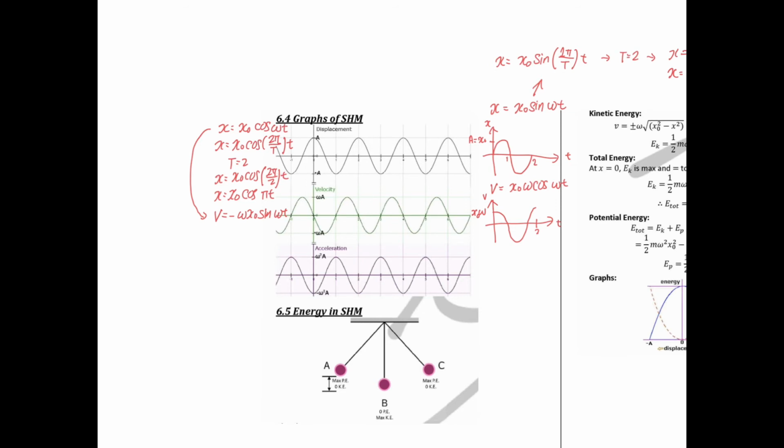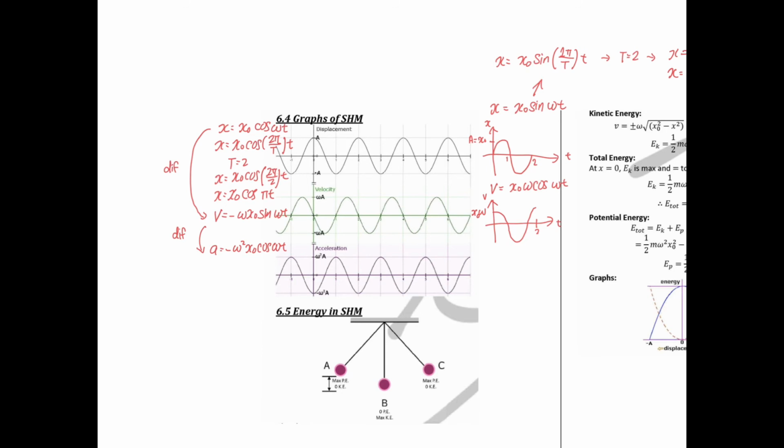Now the next graph is the acceleration graph. Acceleration is where you have to differentiate one more time. Differentiating the omega t, you get omega squared here. So acceleration equals minus omega squared x naught cos omega t. This is a negative cos graph, so it is the other way around. A cos graph starts from maximum, goes to minimum, then back to maximum. This one is minimum, maximum, minimum, because of the negative.